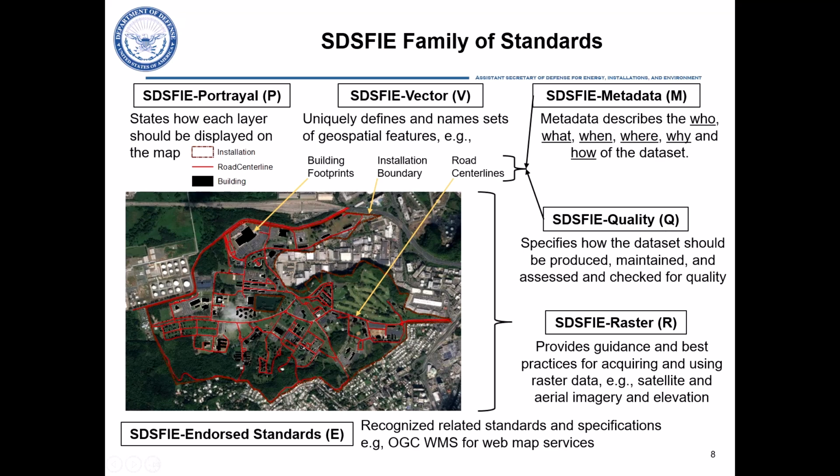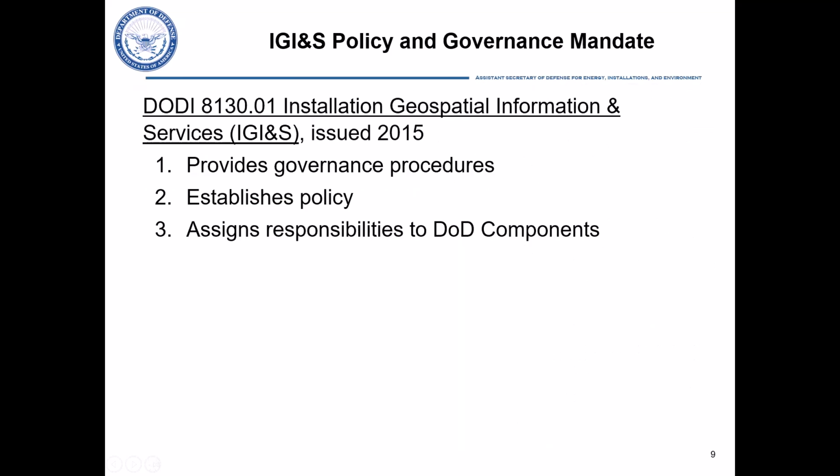The endorsed, or E standard, is the set of geospatial standards that are external but complementary to SDSFIE and vetted by the SDSFIE community. All of these standards help fulfill the DoD goal of making installation and civil works geospatial data and services visible, accessible, and understandable. The definition of the SDSFIE family of standards and the roles and responsibilities of the DoD components as presented in the 2014 SDSFIE Governance Plan were clarified and given weight by the 2015 publication of the Department of Defense Instruction 8130.01, entitled Installation Geospatial Information and Services.